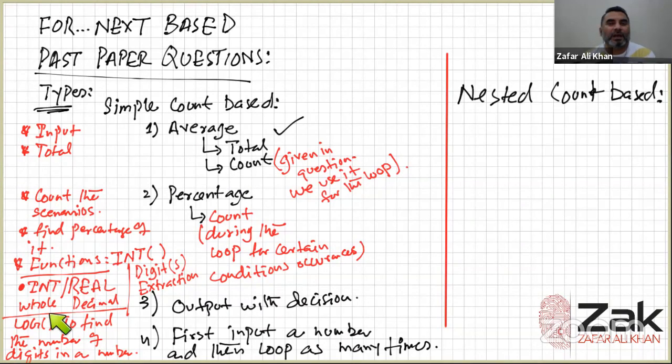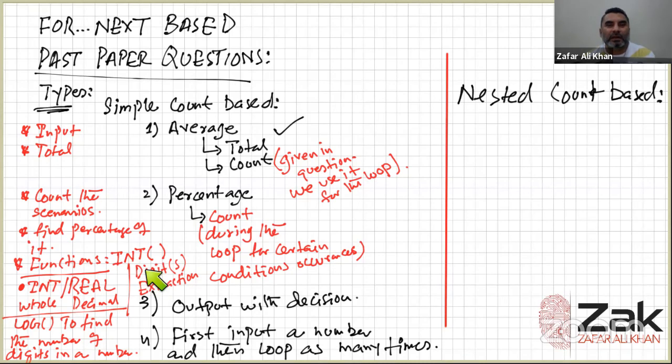Now, if they ask you to input numbers and find out if it is a whole number or decimal number, then we will be using the integer function. And if they are asking you to input a number and find how many digits are there, we will be using the log function. If they ask us to input a number and extract a few digits from the left side of it, the number of digits to be extracted will be given. We will be using the integer function again.